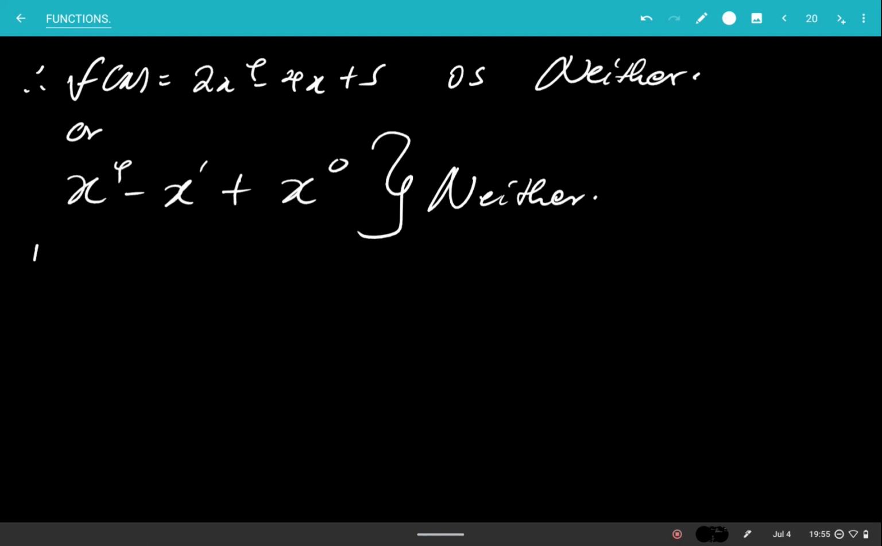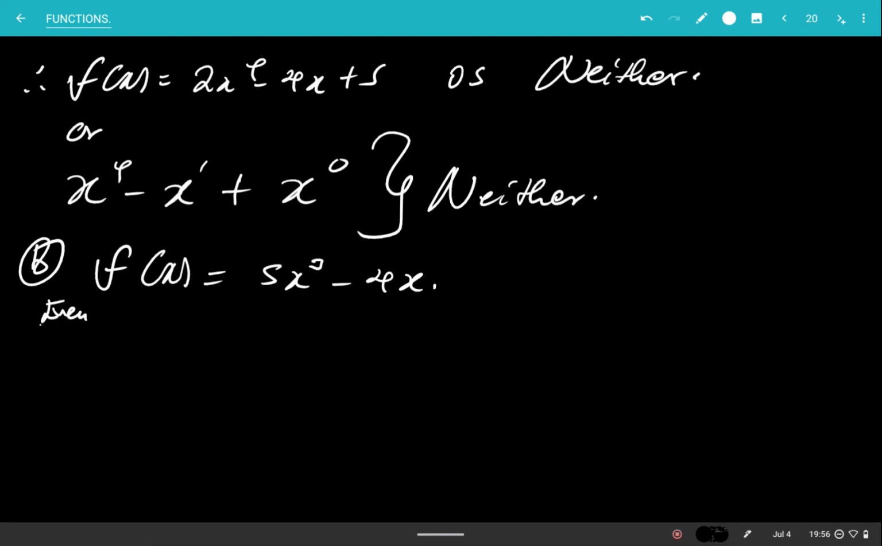So, let's say we have f of x being equal to 5x to the power 3 minus 4x. Now, from inspection, have you seen the powers that we're having? We're having x to the power 3, then x to the power 1. 3 and 1 are odd numbers, so expect this to be odd. So let's try and prove it. So let's check if it's even. So f of minus x should be equal to f of x.